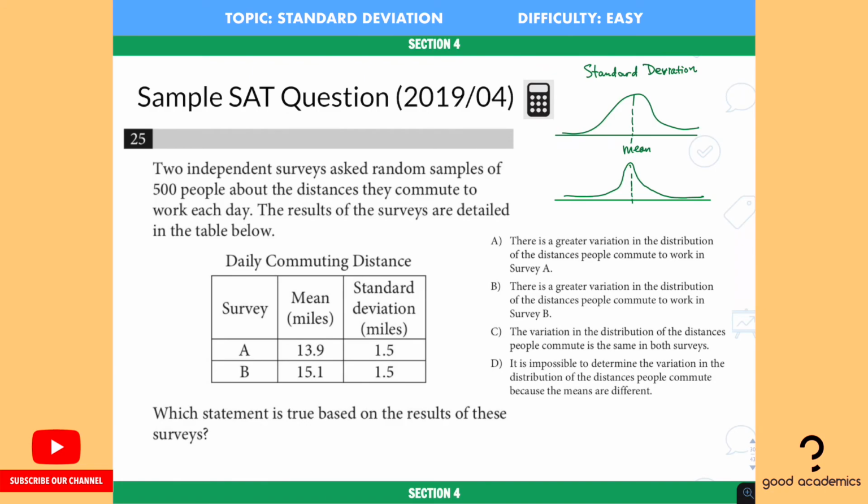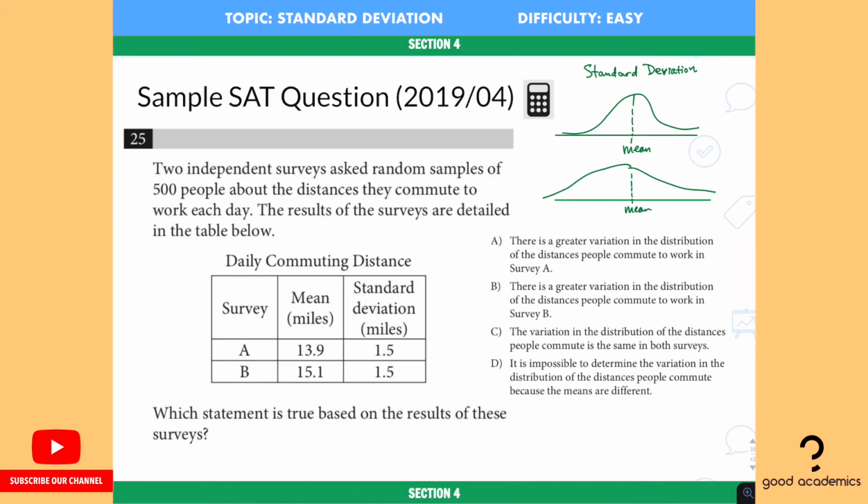Now, in contrast, if it has a much wider standard deviation, then you will see something like this. It's like a very wide hill, that kind of graph. So this is what we mean by standard deviation. It's just how much it spreads out, how much it changes away from the mean, from the average.